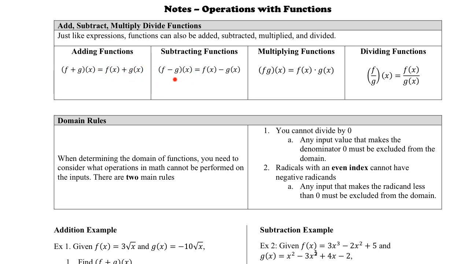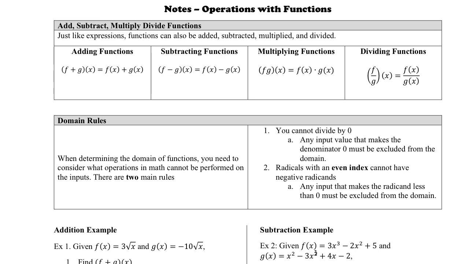Subtracting is similar. We're going to have (f - g)(x). So again, we're going to do f(x) subtract g(x). Remember, when you're subtracting, you need parentheses around this second function. When we're multiplying, here's how it's going to look. (fg)(x). Remember, when we put two things next to each other, it just means multiply. So f(x) times g(x). And then dividing, (f/g)(x) is f(x) divided by g(x).